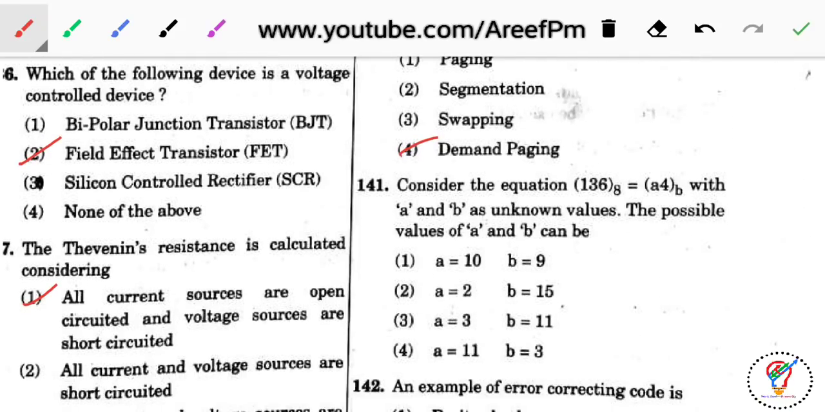So 141, consider the equation 136 in octal number is equal to A4 in base B. Okay, so A and B are unknown values, the possible values of A and B. So similarly, if we have previously done a similar kind of problem, the same we can do here. We'll get an answer as A is equal to 10, B is equal to 9. The product AB is equal to 90, you will get if you solve this equation here.